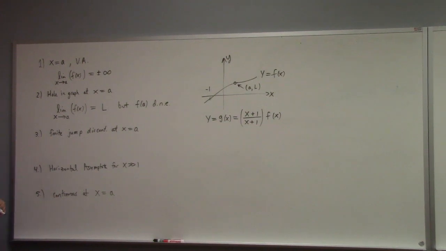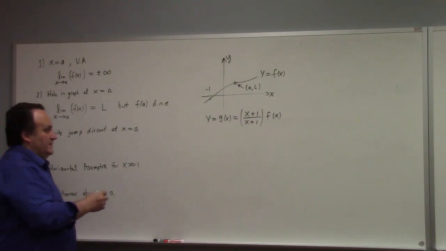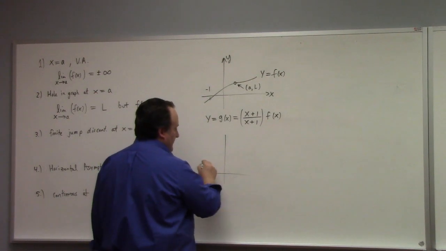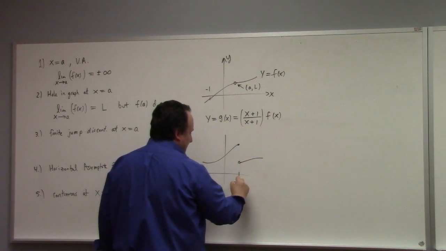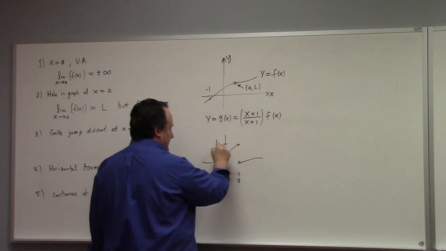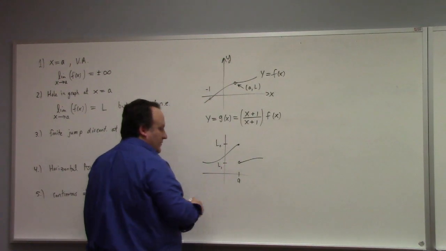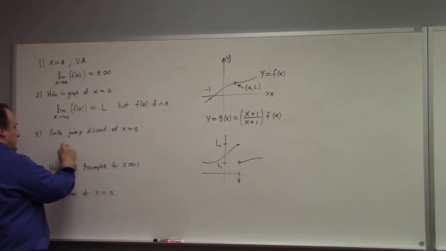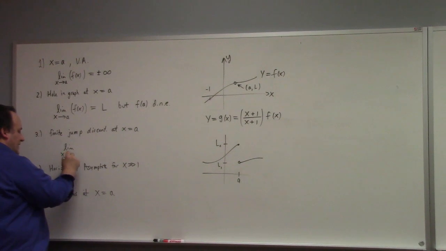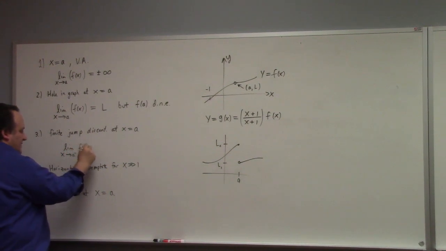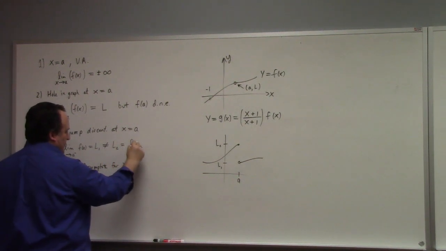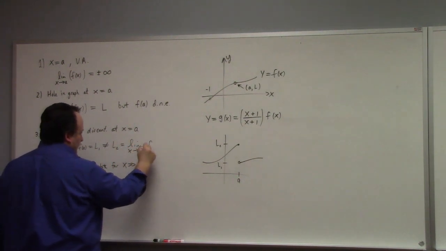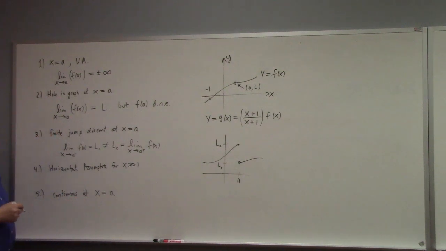How about a finite jump discontinuity? So what's that look like? We've got something like this on one side, and something like this on another. The value of the function may or may not exist at A. It doesn't really matter. The point is that this is L2, this is L1. They're not equal. And we have the limit as x goes to A from the left of f of x is equal to L1, which is not equal to L2, which is equal to the limit as x goes to A from the right of f of x. That's a finite jump discontinuity in terms of limit.